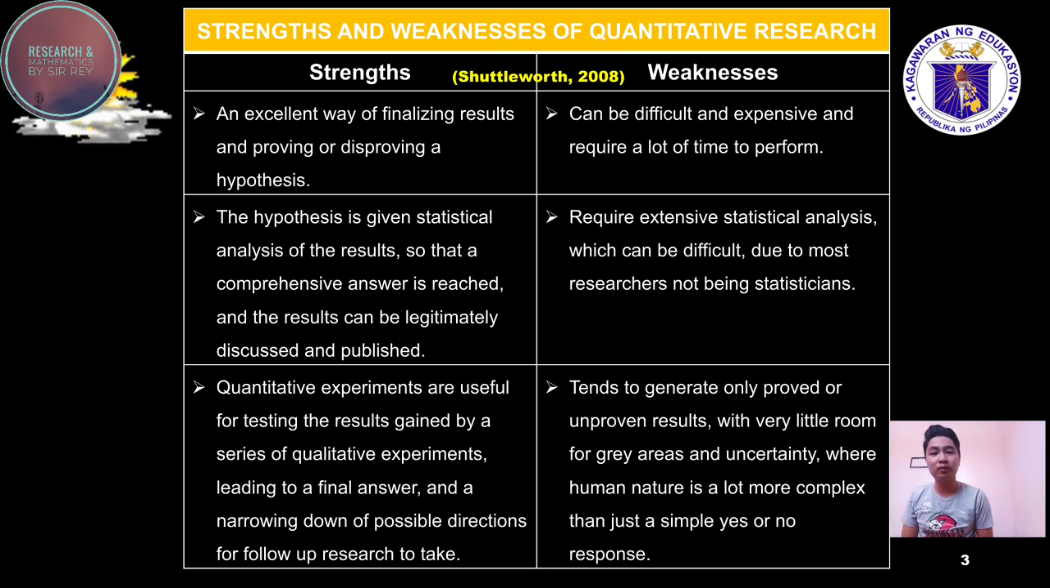one of the strengths of quantitative research is it is an excellent way of finalizing results and proving or disproving hypotheses. As you all know, quantitative research is very related to hypothesis testing. In hypothesis testing, you have to have a hypothesis which will be tested at a certain level of significance. Usually, that is what you call the alpha level of significance. Therefore, quantitative research is a great way for us to do hypothesis testing, therefore having proof that the problem exists for something or not.